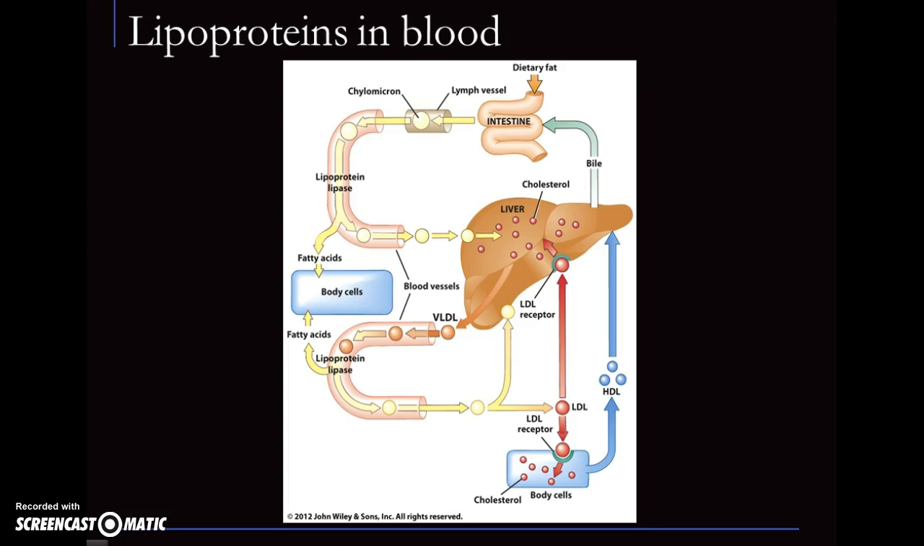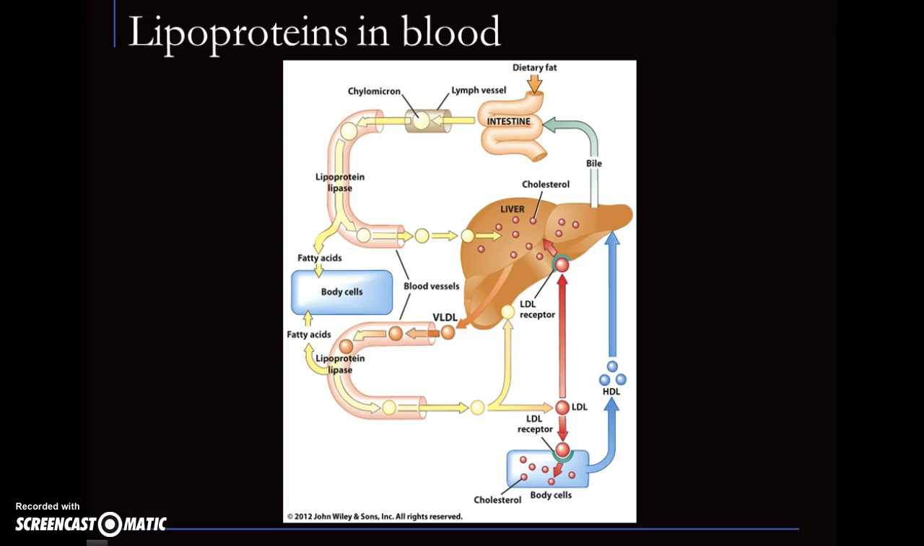We can store them, we can use them as energy, we can use them as starting material for hormones, all sorts of things that fats do in the body. Then that lipoprotein is dropped off at the liver. Some cholesterol is released at that point to be used as bile. Then a smaller molecule called VLDL, which is another lipoprotein, is released into the blood, and lipoprotein lipase acts on that to drop some more fatty acids off at body cells.